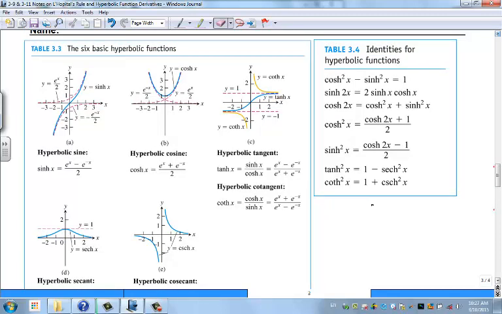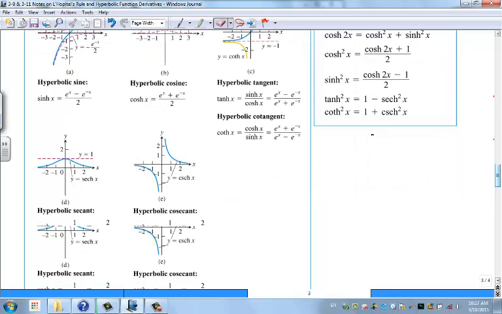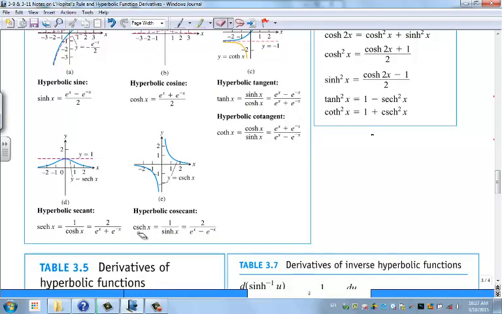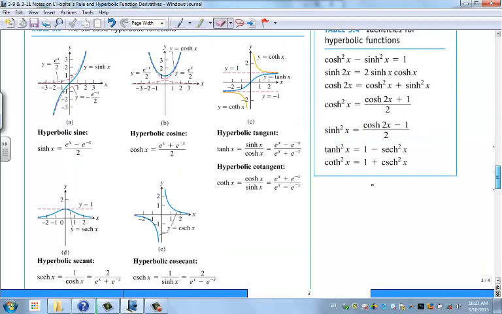Now, the funny thing about this is they are not sines and cosines. They are what we call sinh. The way we would pronounce this is sinh. This is cosh. This is tanch. This is cotanch. And then secant and cosecant. So it's a hyperbolic trig function.